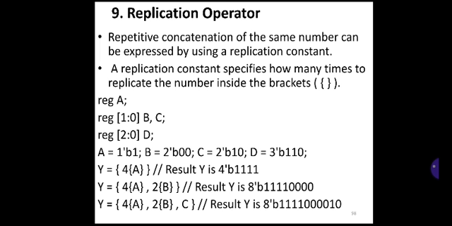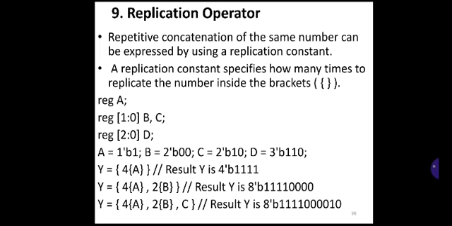Repeat A 4 times. A is 1, so 1111. B is 00, so repeat it 2 times, 0000 is the result. So 11110000 is the result.